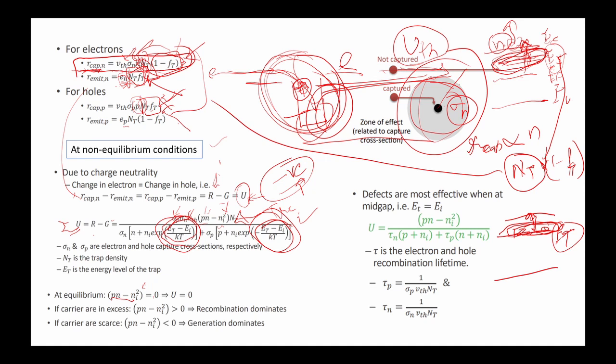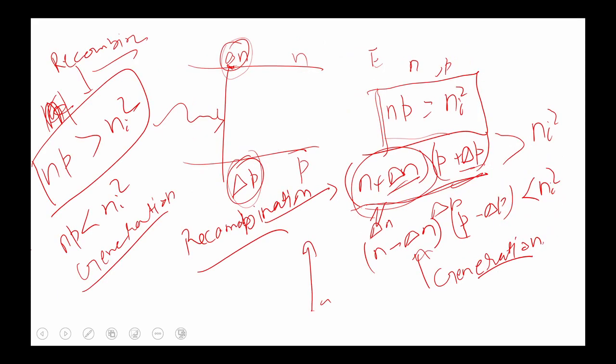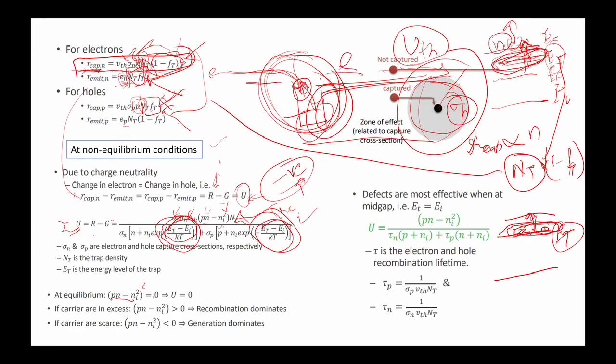If carriers are in excess, as this equation says, pn minus ni square is greater than 0, that is pn is greater than ni square, which we have already seen. So there are excess charge carriers in the conduction band and the valence band. They will tend to recombine because they are in excess. So recombination dominates, as we have already seen.